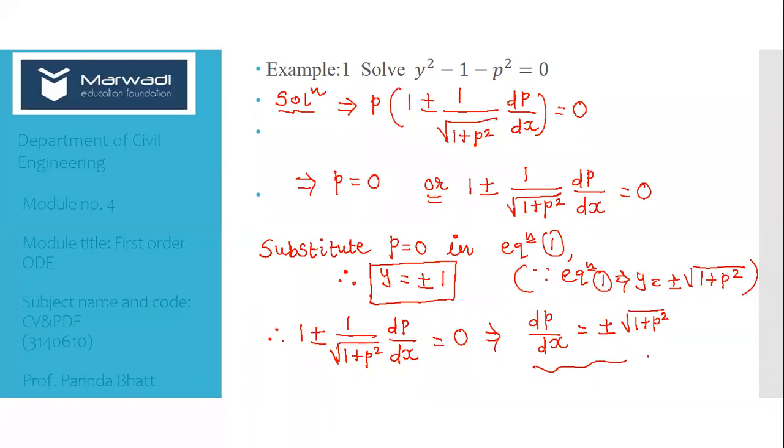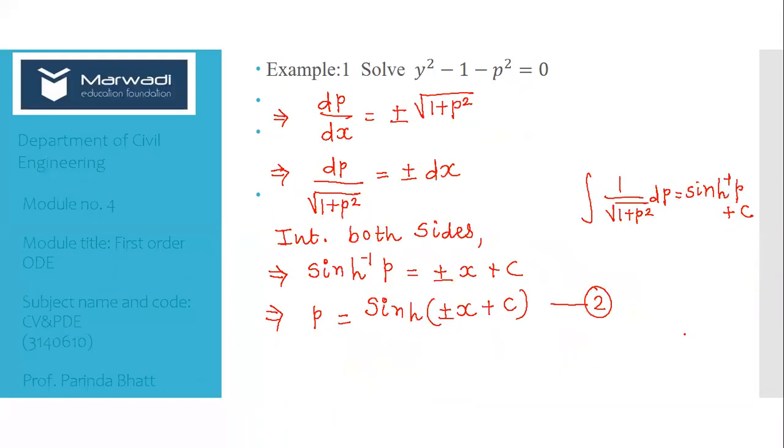Now, the other factor we have to solve. Therefore, we have to apply the integration. And this is the new integration for you: the sine hyperbolic inverse of p, integration 1 upon root of 1 plus p square. And the right hand side is plus or minus x plus integration constant. Therefore, we are getting the value of p as a sine h inverse function, and when we move onto the left hand side, the sine h inverse is removed.